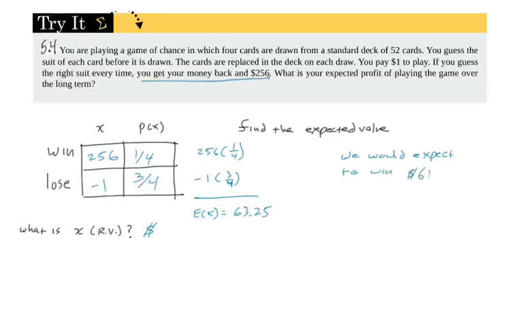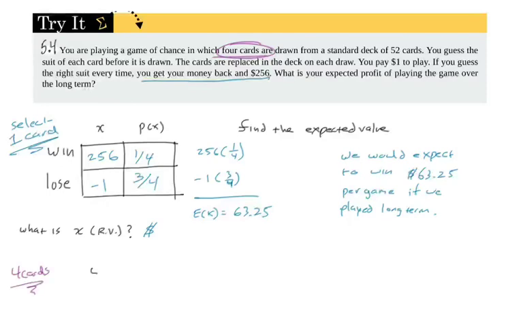Okay. But this is actually not what this question is asking here. This is for selecting one card. And that's kind of what we worked out right now. We selected only one card here. But this problem is actually asking us that we're going to select 4 cards in this case. So let's look at how that changes a little bit. We're going to go ahead and do the same table here. So win, lose, X, and P of X.